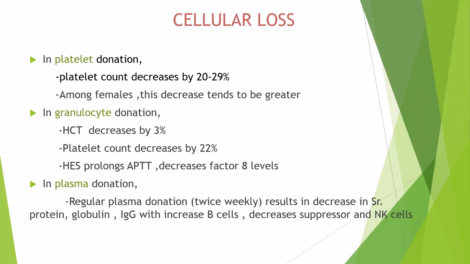Third part is the cellular loss. In platelet donation, platelet count decreases by 20 to 29%, and among females this decrease tends to be greater. For granulocyte donation, the HCT decreases by 3% and platelet count decreases by 22%. HES prolongs the APTT and decreases the factor 8 level. In plasma donation, regular plasma donation twice a week results in a decrease in serum protein, globulin, and IgG, with an increase in B cells and decreased suppressor and NK cells.